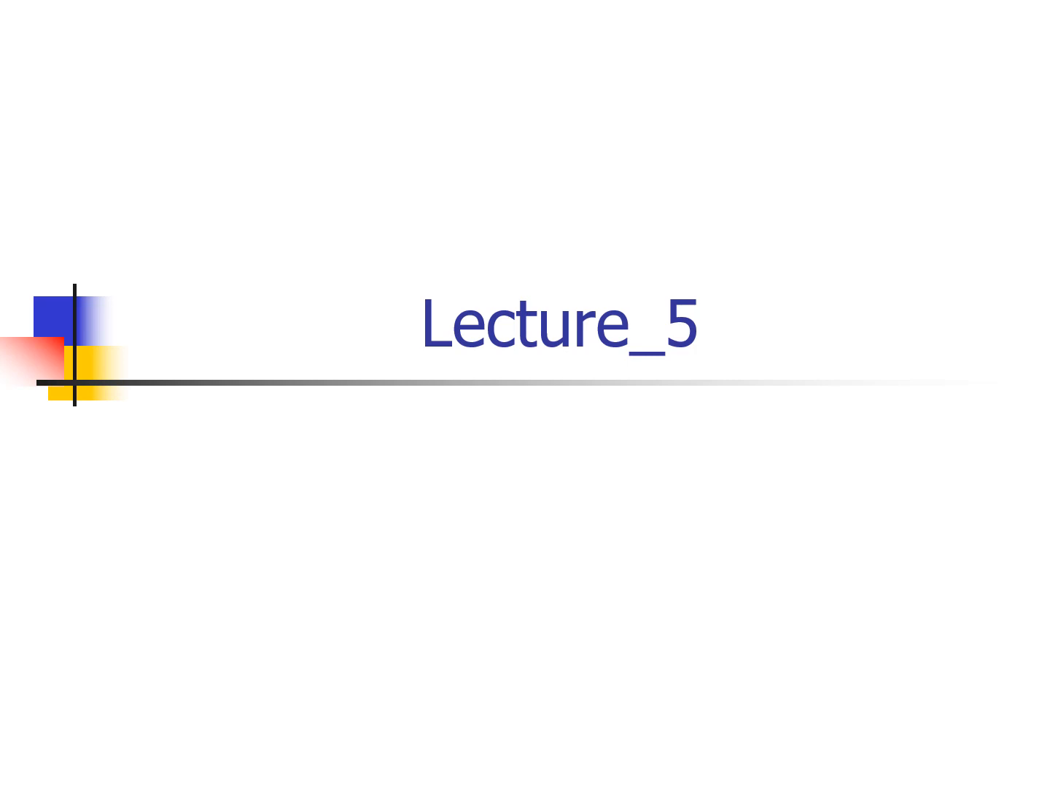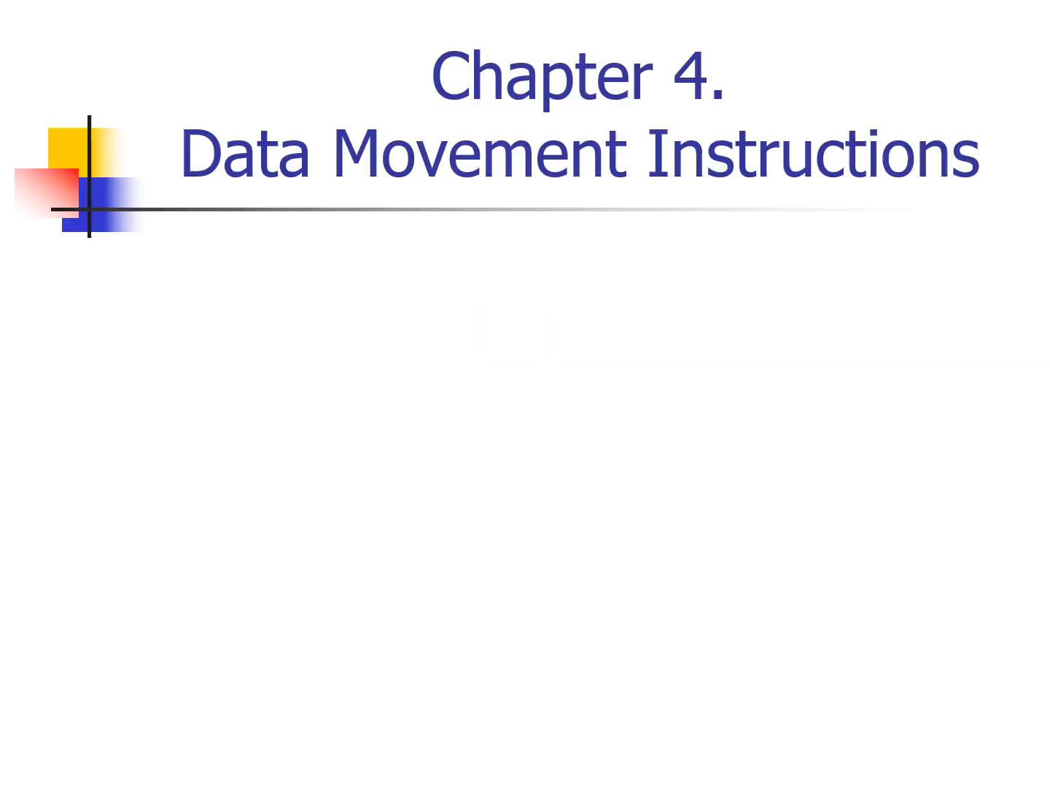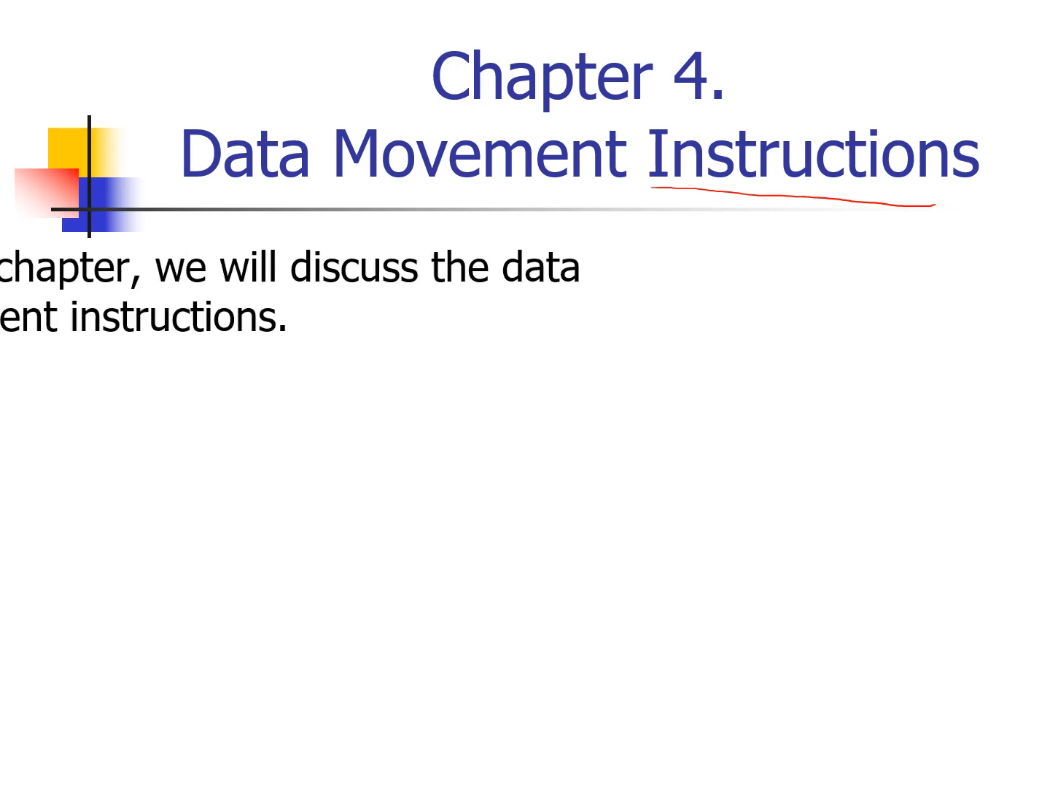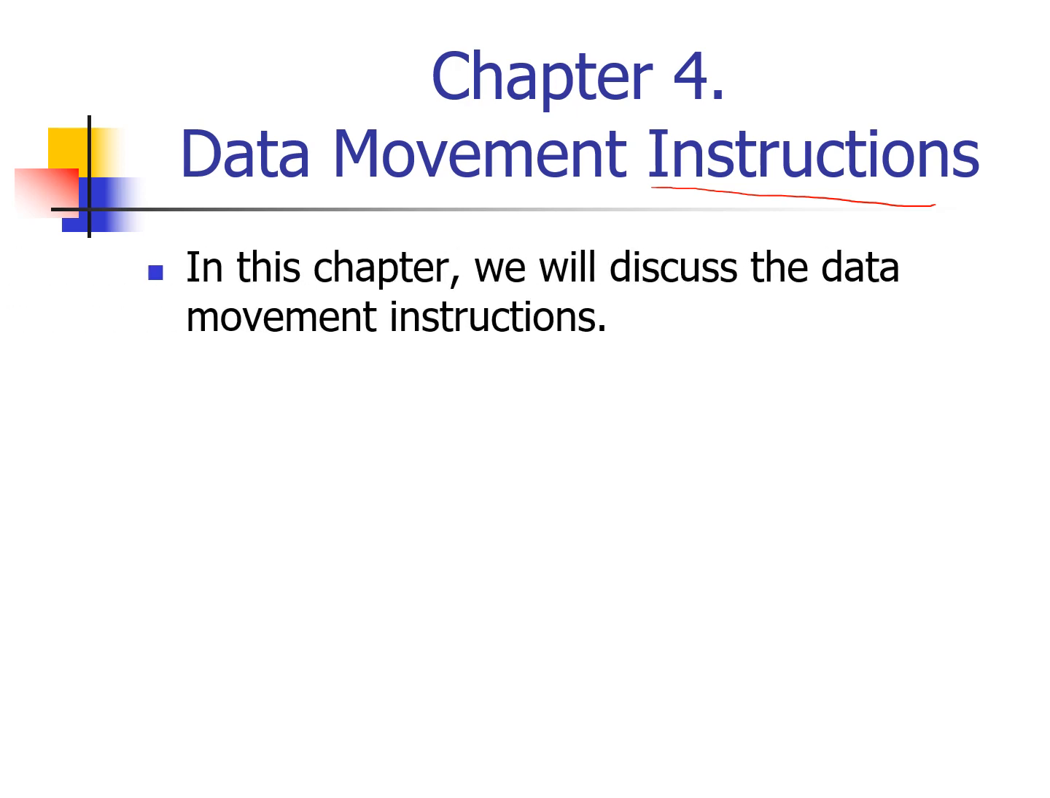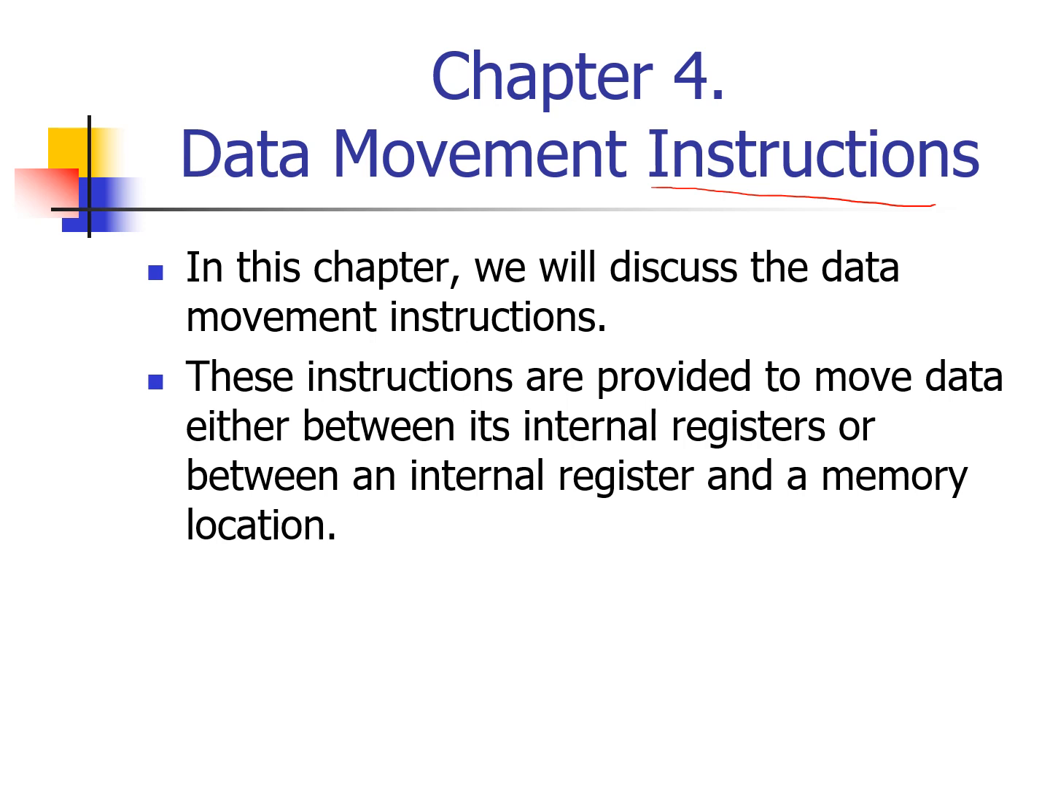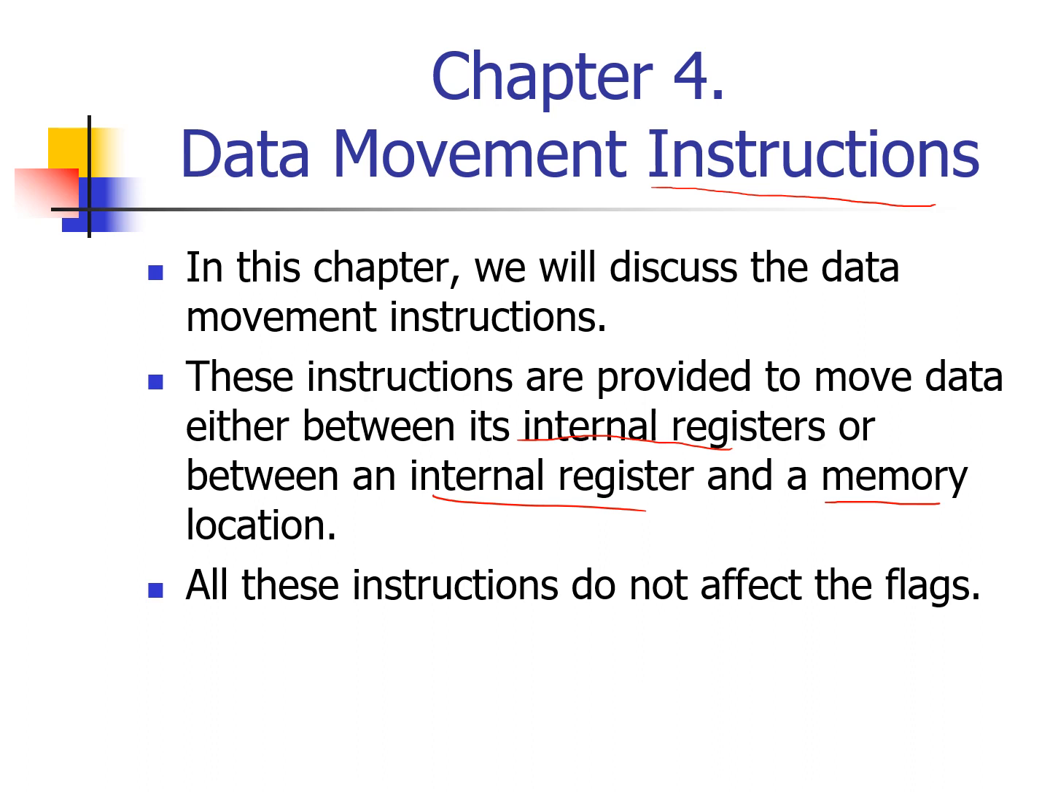Okay, in this lecture we're going to discuss the data movement instructions. Instructions that are used to move data from one place to another place. It could be from an internal register to another internal register, or between memory and an internal register. These kinds of instructions do not affect the flags. They do not perform any arithmetic or logical operations, so the flags are kept intact.